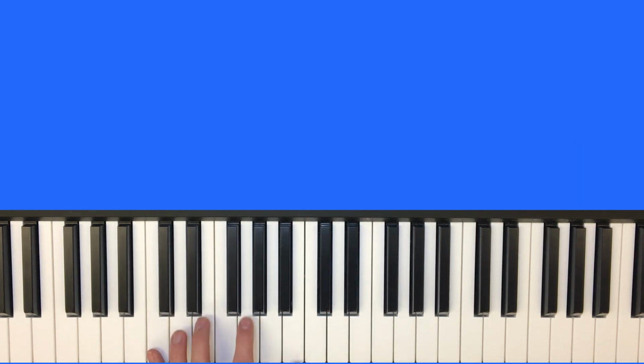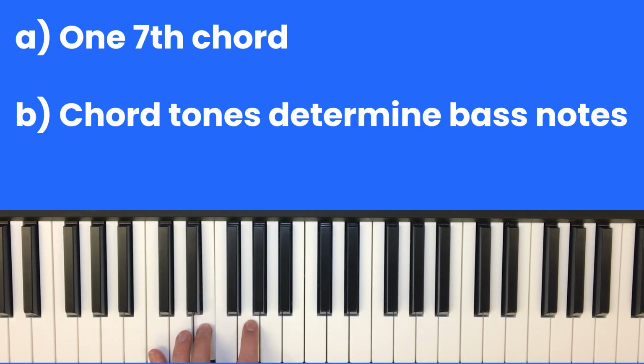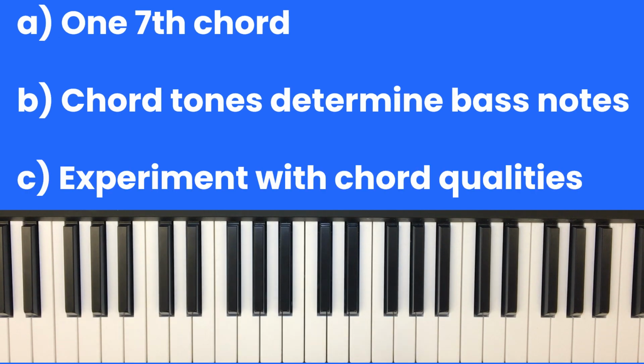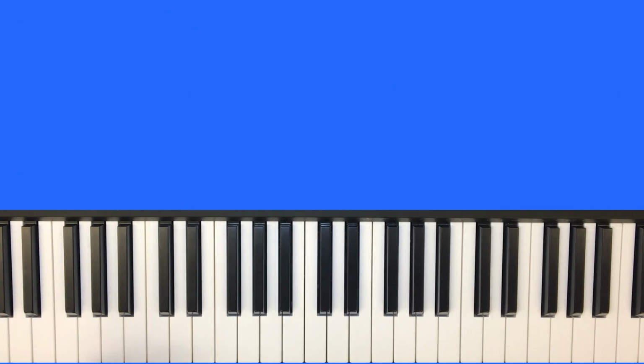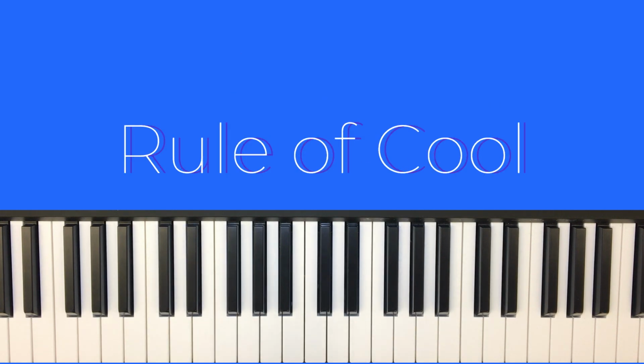So how cool is that? We're taking one chord, we're using that chord to determine the bass notes, and then we can just play around with the different chords in the sequence and come up with some really interesting sounds. We're kind of moving away from traditional functional harmony. We're just going with the rule of cool, I guess, for this one.